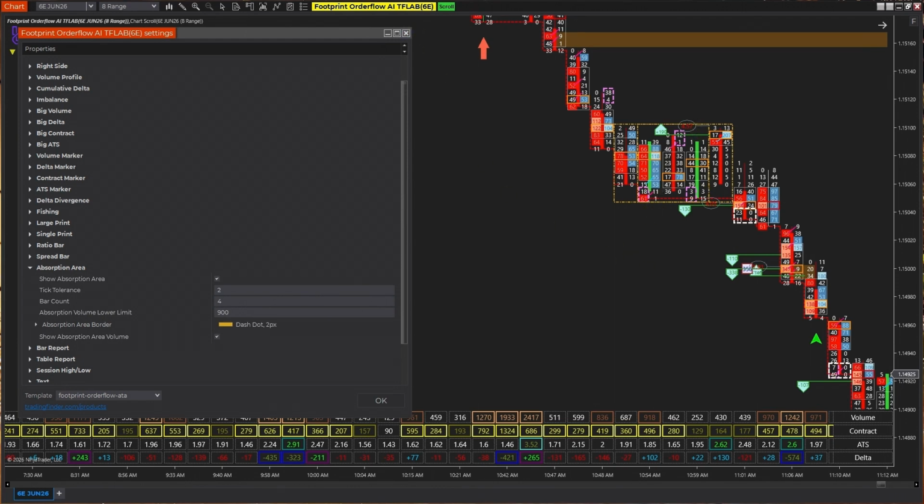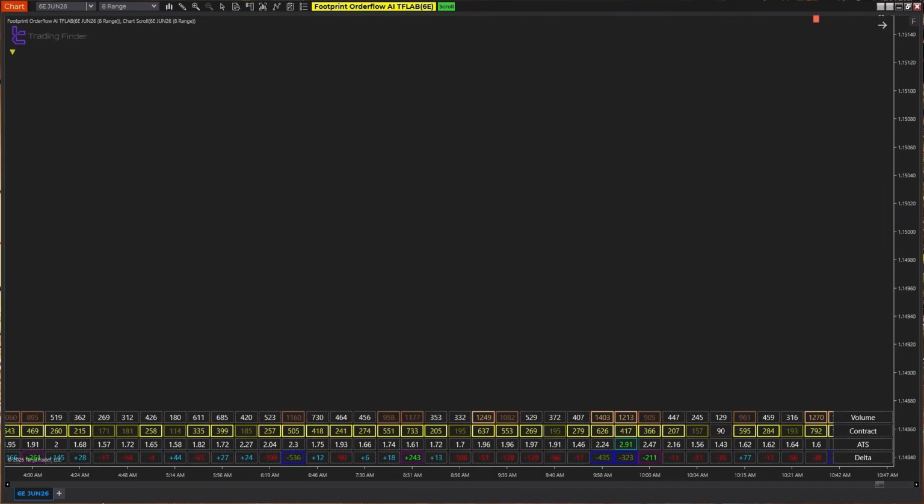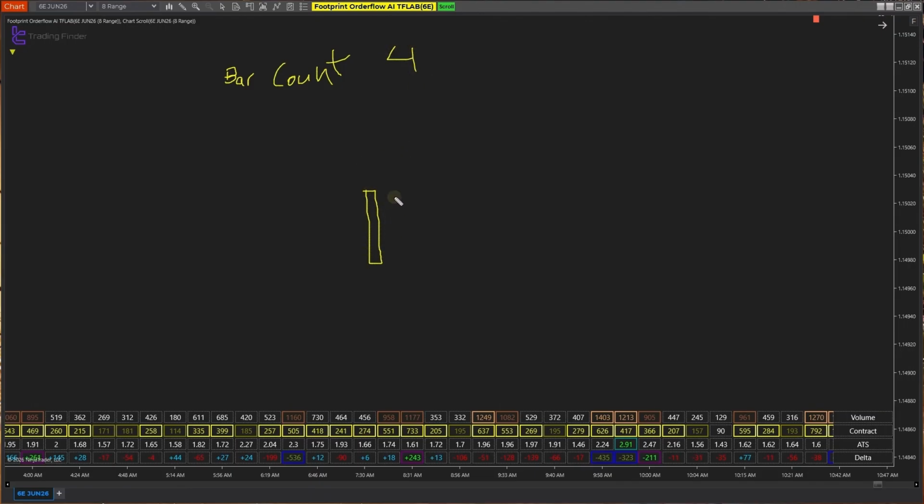Let me draw this visually for you just to clarify. Let me show you here. Well, look here when I say what the bar count should be, which is normally set on average to 4, it means that 4 candles must each have this characteristic happen to them. The next option is to determine what the tick tolerance should be.